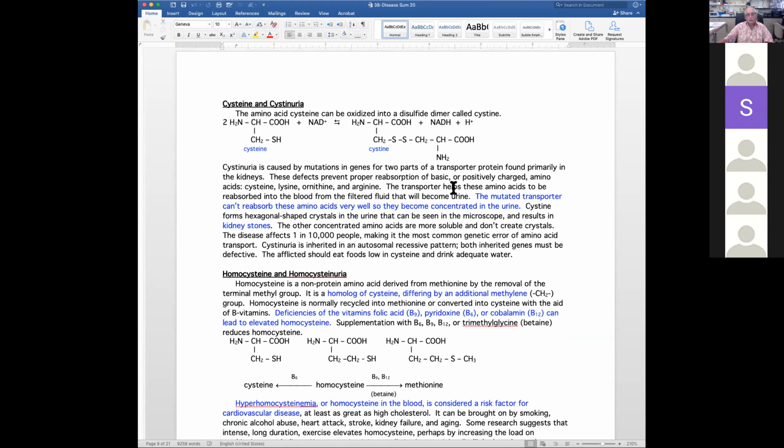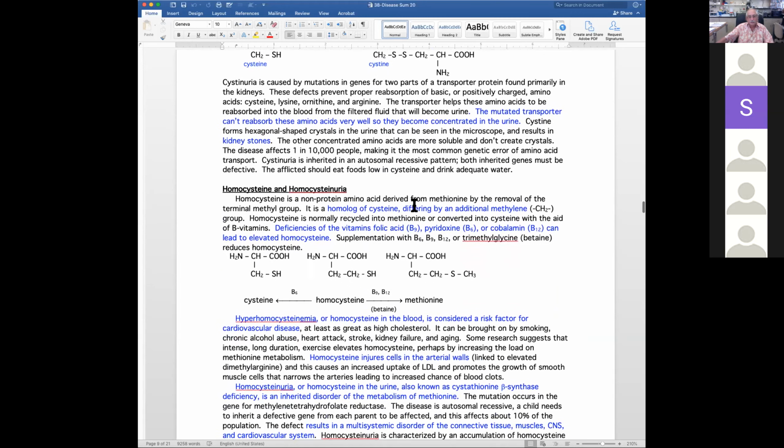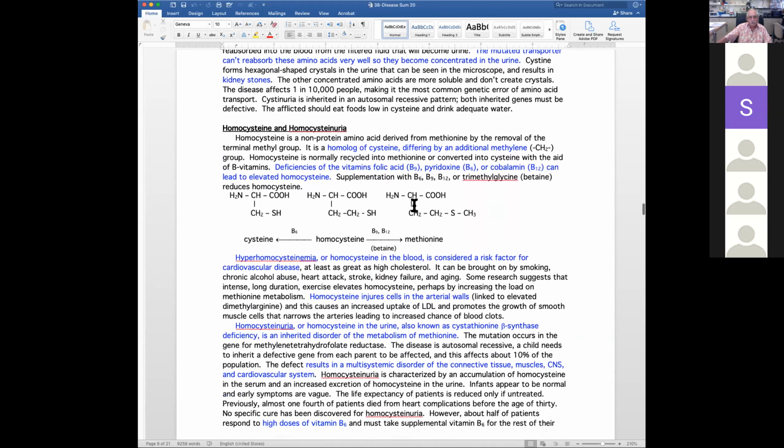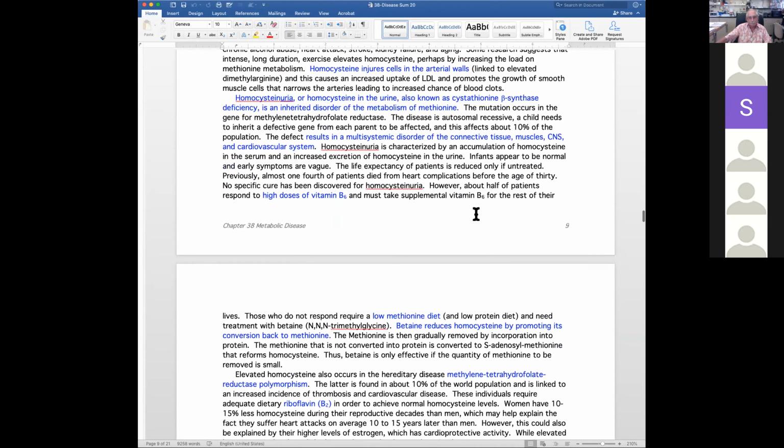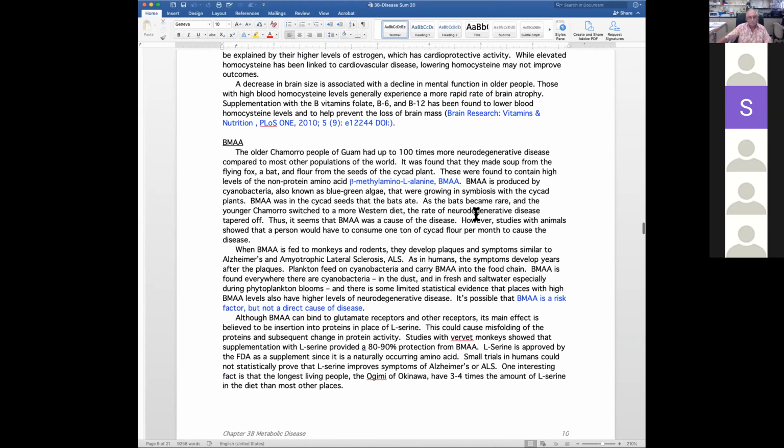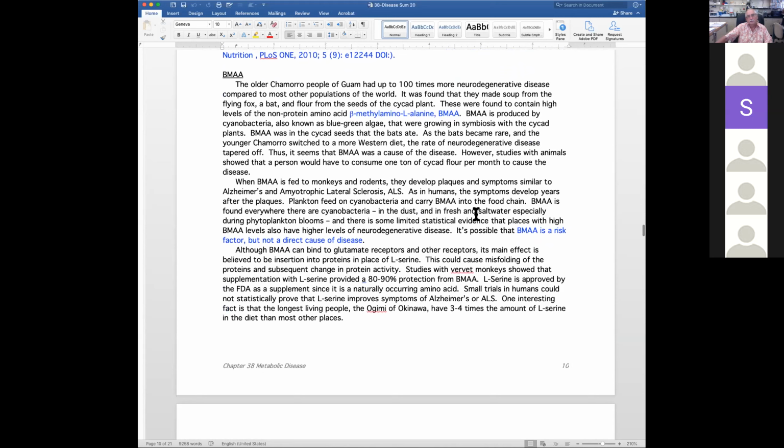So this can build up. Homocysteine can build up. And this is actually an indicator of risk for heart disease. BMAA is another example of an environmental toxin, but it causes a disease, doesn't it?